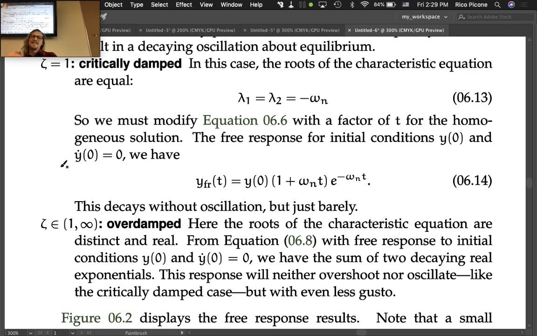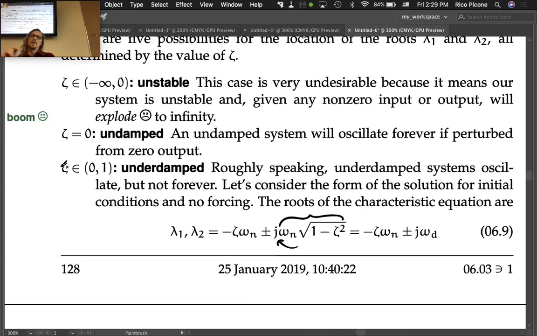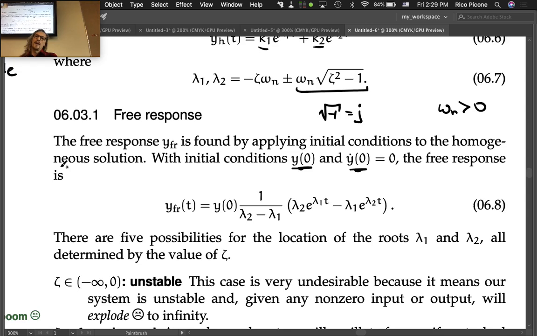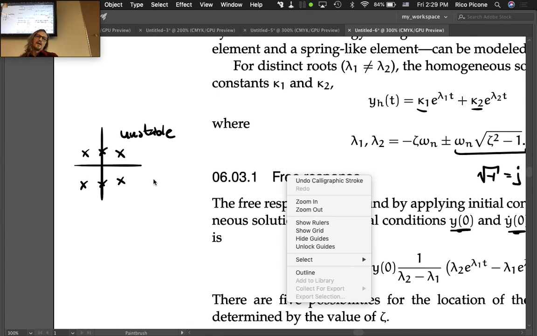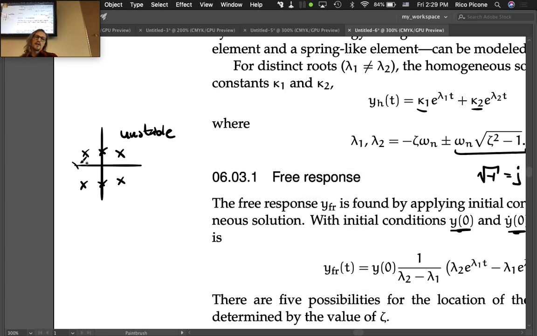And then overdamped is when the roots of the characteristic equation are distinct and real. So this is when zeta is greater than 1. And when zeta is greater than 1, and we go back out to our lambdas, we see that the square root is going to give us a real square root, right? So plus or minus some real number. We're going to have real roots, and those real roots are going to be on the real axis, and they're going to be stable.